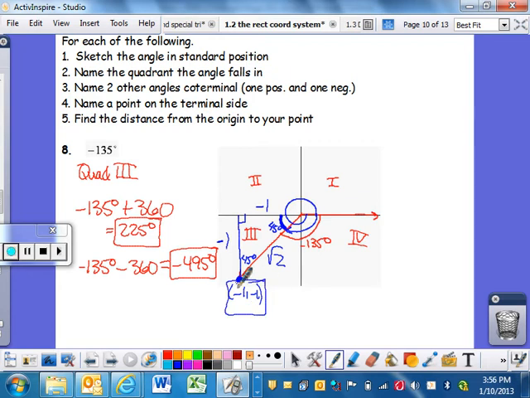And I believe it says find the distance from the origin to that point. All they're saying there is, what is the hypotenuse? What is that side? Square root of 2 is the distance to that point. Okay, so you're using that special triangle, and we're using it in a variety of ways.